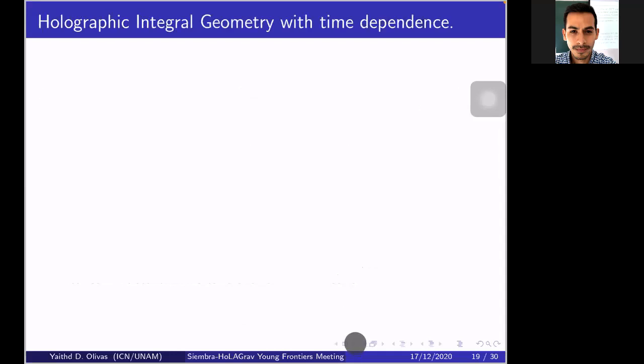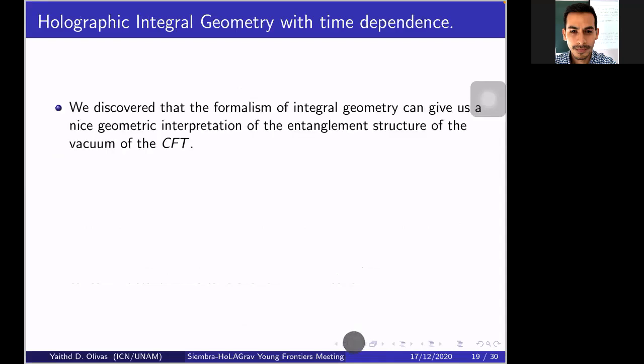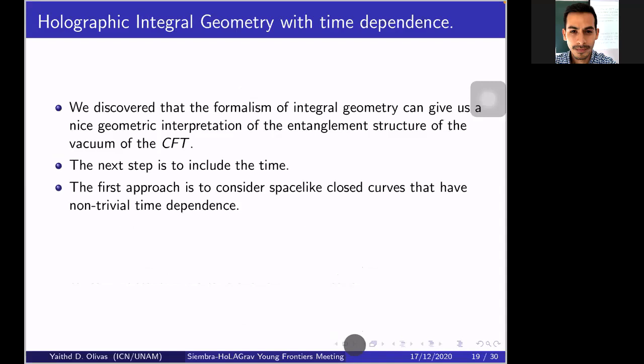So this is all that we have to say for the static case. We discovered that the formalism of integral geometry can give us a nice interpretation of the entanglement structure of the vacuum or any other state of the CFT. Of course, the next step is to include time. And the first approach that we would like to consider is spacelike curves that have non-trivial time dependency. But the problem now is that the geometric interpretation is not clear.